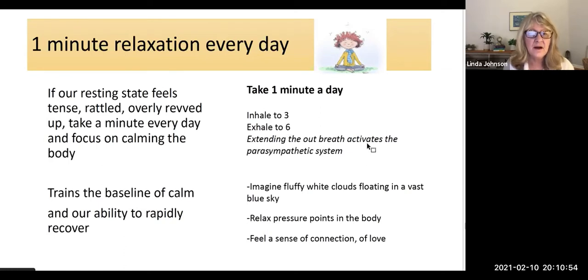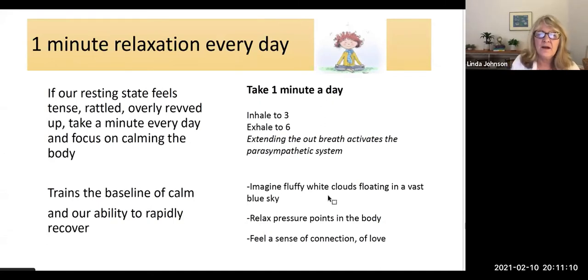And extending the out breath activates, as you know, the parasympathetic system. And this is a little bit different from the sort of box breathing that we were doing before of inhale to four and exhale to four. Now we're inhaling to three and exhaling to six. So we're really extending that exhale.